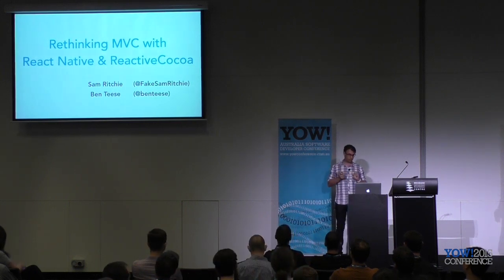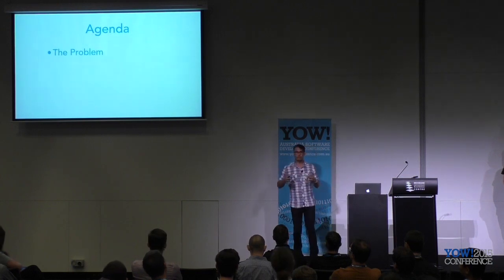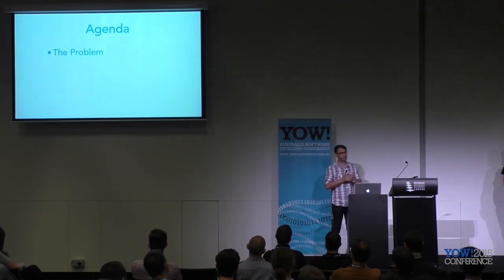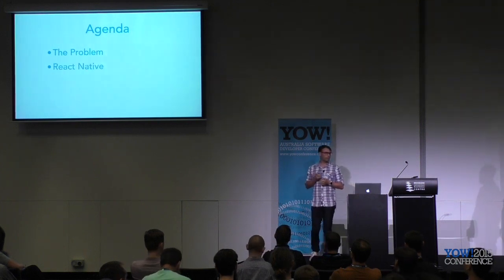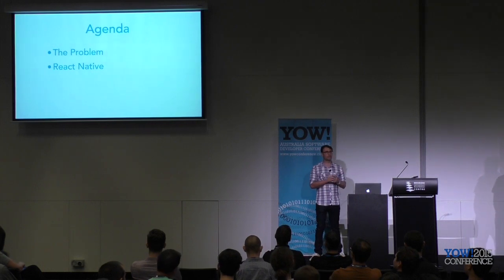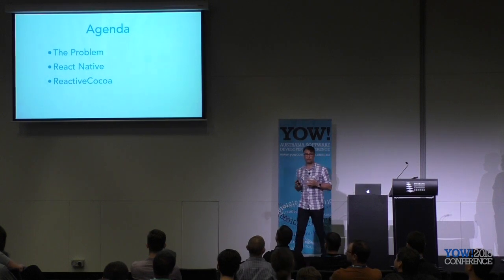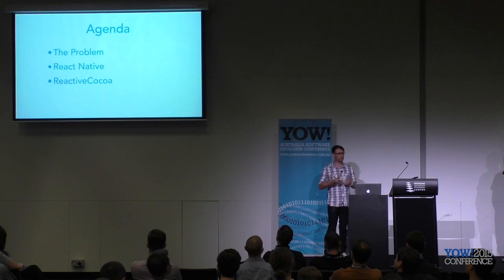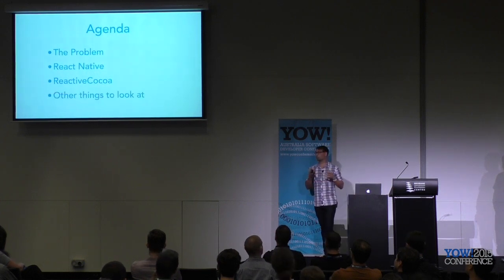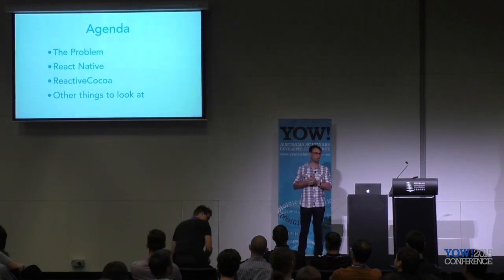So, what we're going to go through today is I'm going to talk about some of the issues facing mobile development. There are some unique challenges we need to resolve. And then Ben's going to introduce React Native and talk about how it can solve some of those problems. I'm going to do a similar thing with ReactiveCocoa, coming from a slightly different direction, but incorporating some of those React techniques to try and solve the same problem. And then Ben will introduce a couple of other technologies that you can use to take those concepts a little bit further.